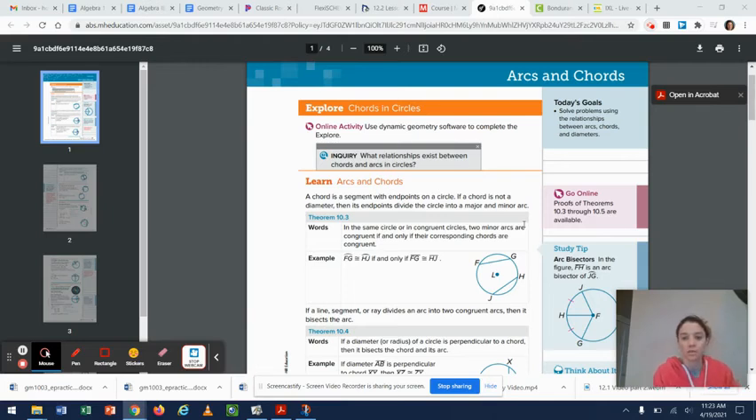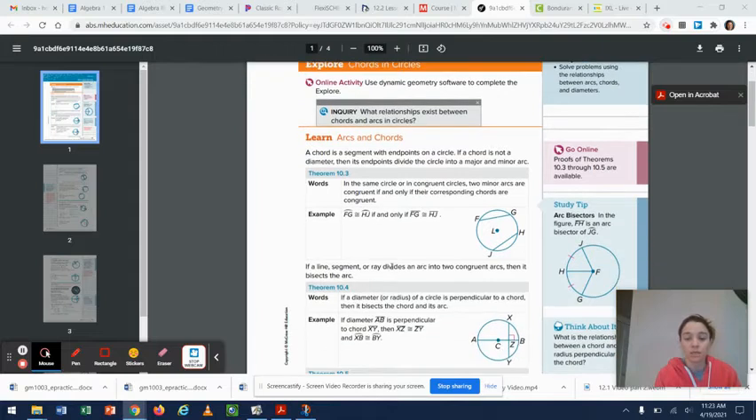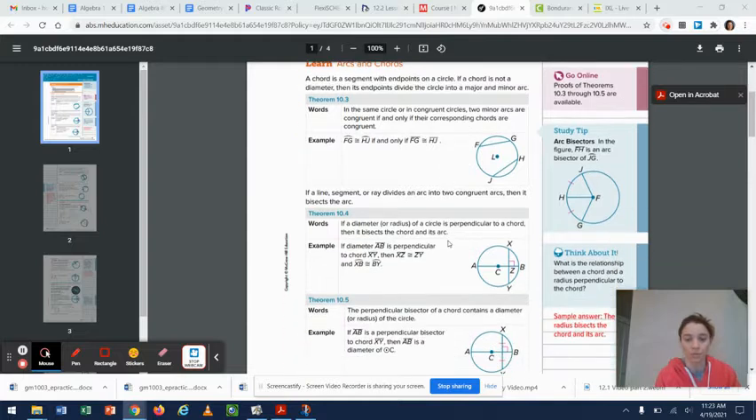In this section, we will discuss arcs and chords. There will be several theorems that we will use. Theorem 10.3 says, in the same circle or in congruent circles, two minor arcs are congruent if and only if their corresponding chords are congruent.